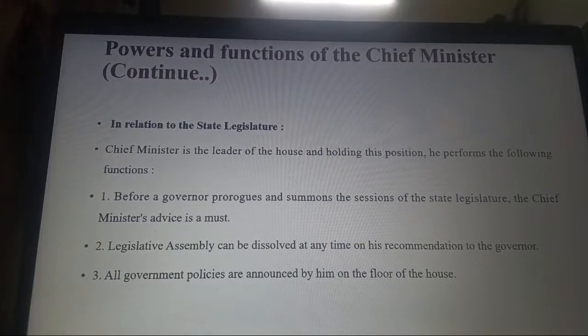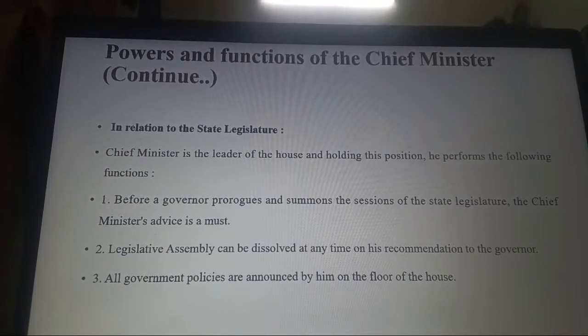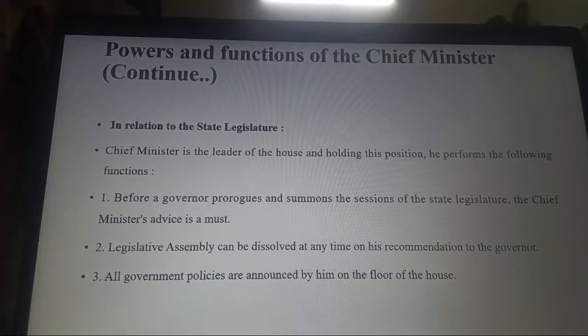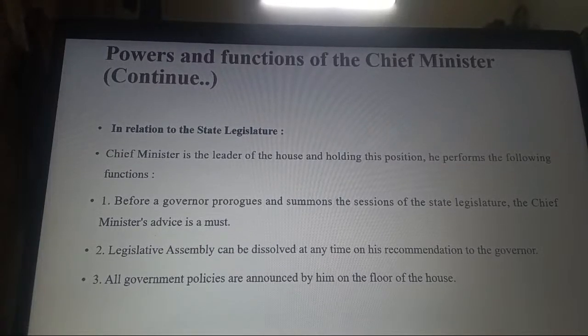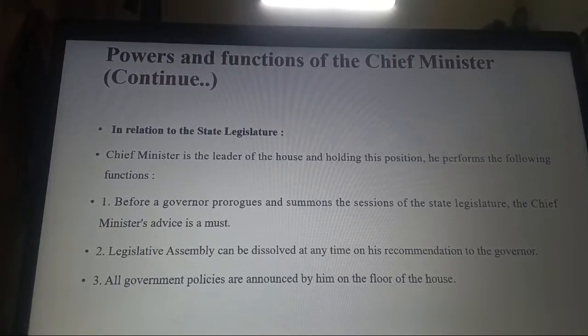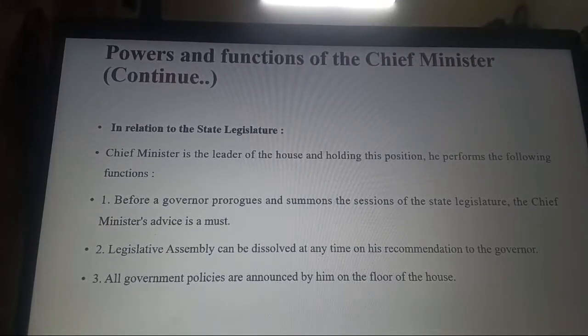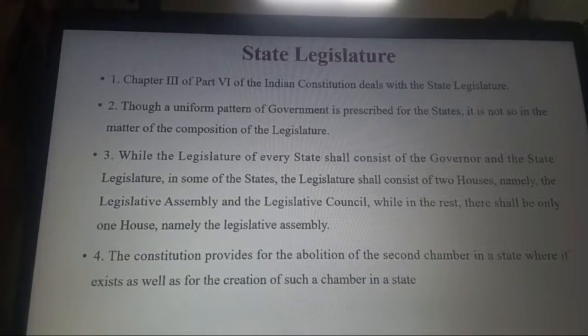In relation to the state legislature, the Chief Minister is the leader of the House, and holding this position, he performs the following functions. Before a Governor prorogues or summons the sessions of the state legislature, the Chief Minister's advice is a must. The Legislative Assembly can be dissolved at any time on his recommendation to the Governor. All government policies are announced by him on the floor of the House.